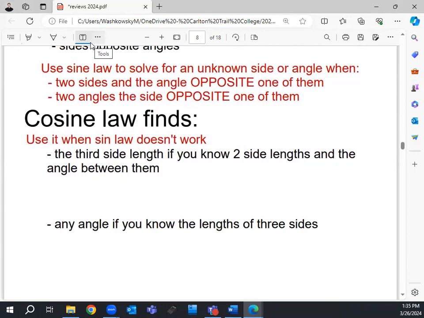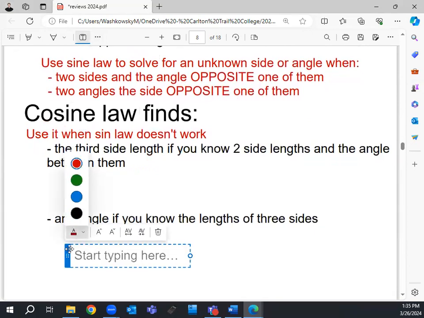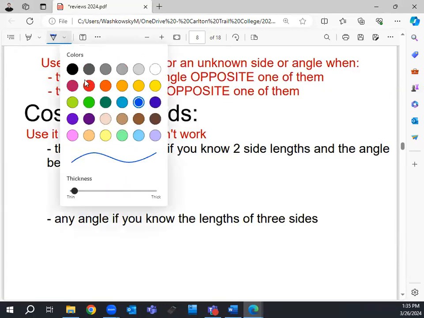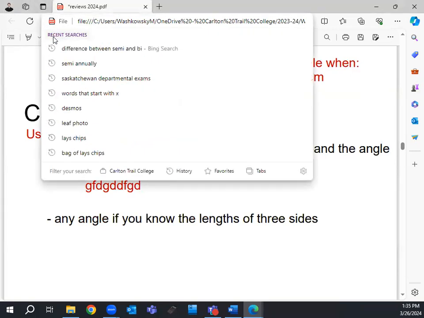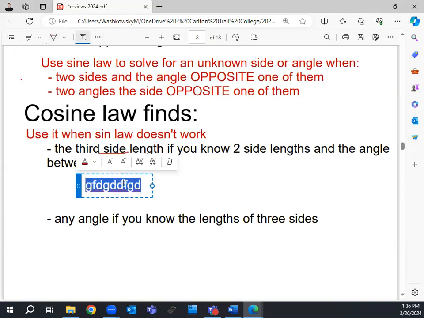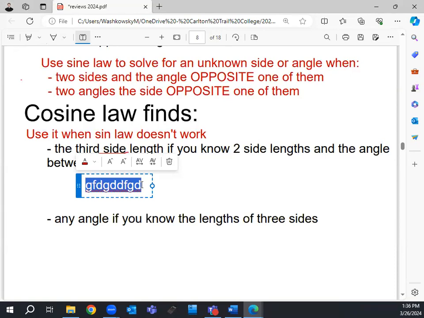Now, if you remember, though, you have 2 formulas for cosine. And the key word here is, what are you trying to find? If I'm trying to find a side length, I'm going to use the one that's a side. Is it the small letters or the big letters that is a side of a triangle? The small ones. It's the small letters. So I'm trying to find a small letter.